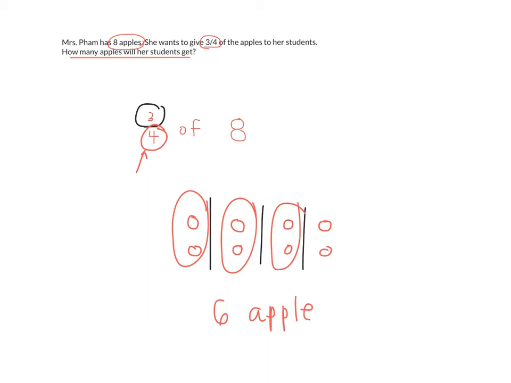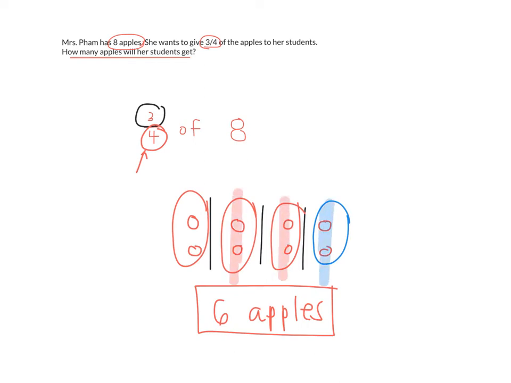6. What if the question was, after giving away 3/4 of her apples, Mrs. Pham ate the rest? How many apples did Mrs. Pham eat? 2 apples, because we can see that there are 2 apples left that she could eat. What fraction of the apples did Mrs. Pham eat? Good, because then we think of it as this is 1, 2, 3, 4/4 altogether. Make sense?